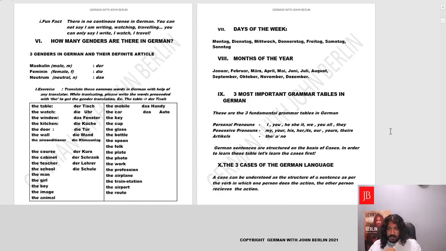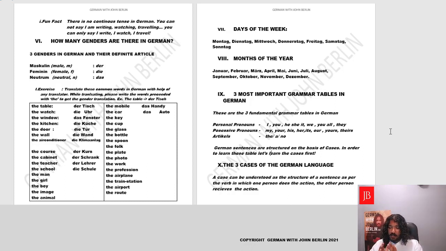Now, in the last lesson, we saw some of the basics, like what are the genders in the German language, like masculine, feminine, neutrum. So the days of the week, months of the year, and we also saw which are the three most important German grammar tables, which we need to learn in order to get the basics strong. So we need to do the personal pronouns, possessive pronouns, and articles, yes. Now, what is it that is required to do these three fundamental grammar tables?